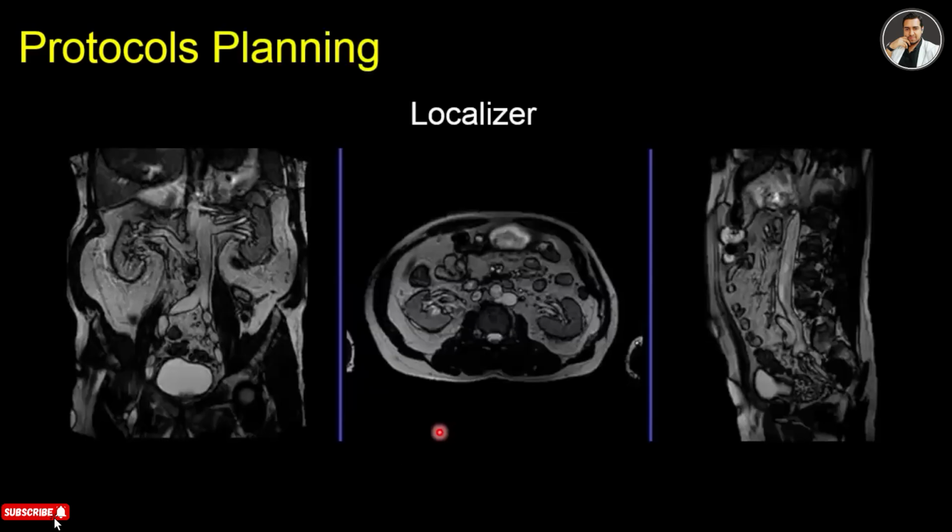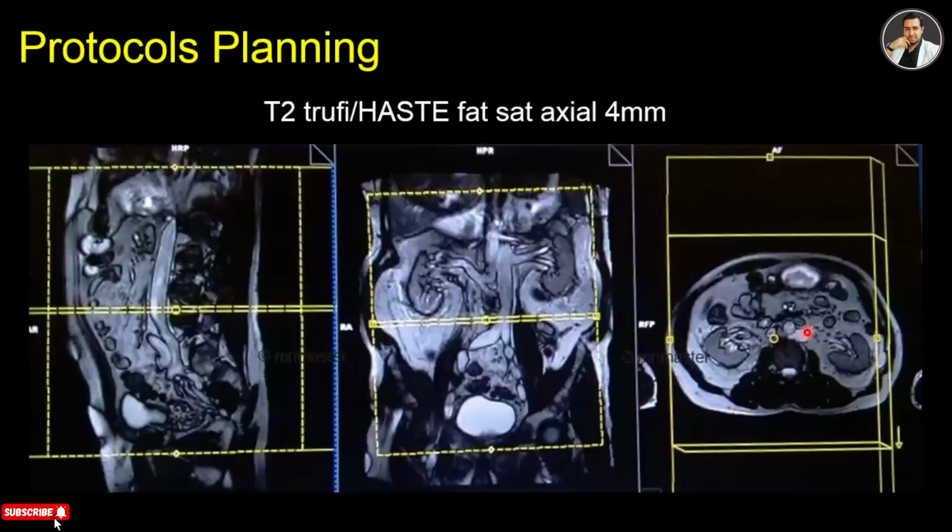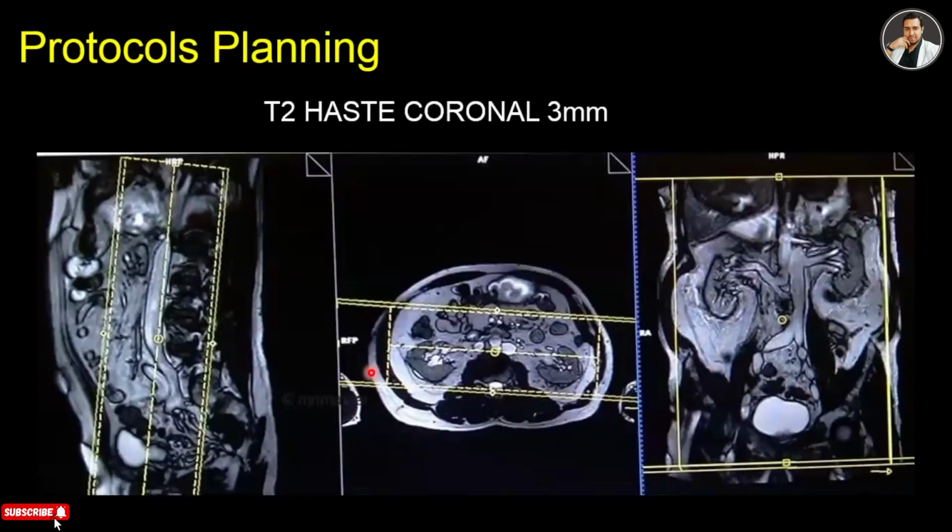And the protocols are, the first is the localizer, and the localizer, this is a trophy localizer, will give you coronal, axial, and sagittal images for planning the rest of the protocols. And this is the planning for T2 HASTE axial, and it will cover the whole KUB region, and it should be planned on the coronal and sagittal image. And then the coronal HASTE coronal 3 millimeter, and this will be planned on the sagittal and axial image.